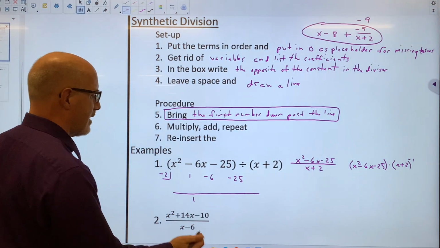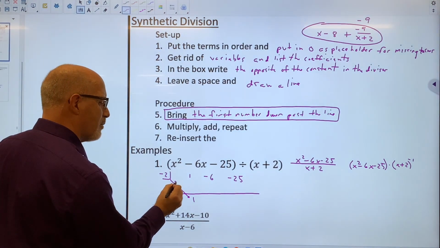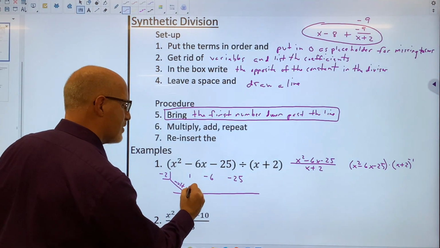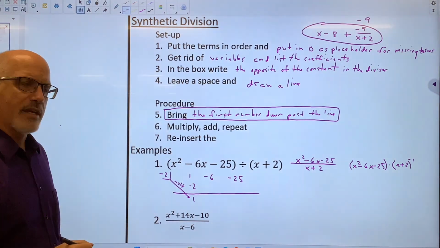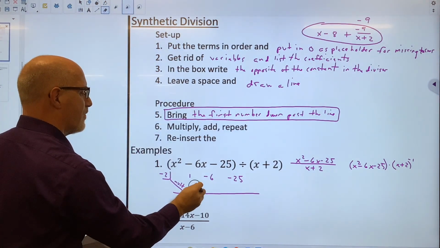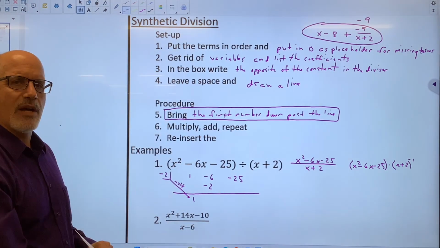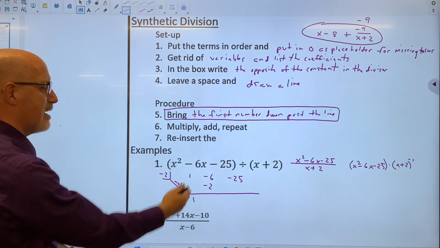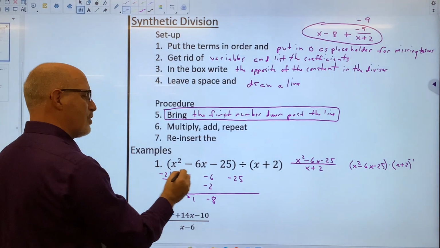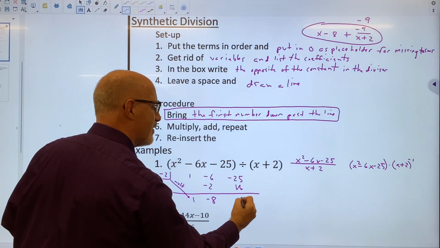So what that means is we're going to take this negative 2, and with anything in the box, we're going to be multiplying by that negative 2. So negative 2 times 1 gives me a negative 2. You fill in this spot right underneath the next coefficient, underneath the negative 6. And notice now, we're going to add straight down. We're not going to subtract, which causes mistakes. If you add straight down, you get just a negative 8. That negative 8 times negative 2 is a positive 16. When I add straight down, I get the negative 9.